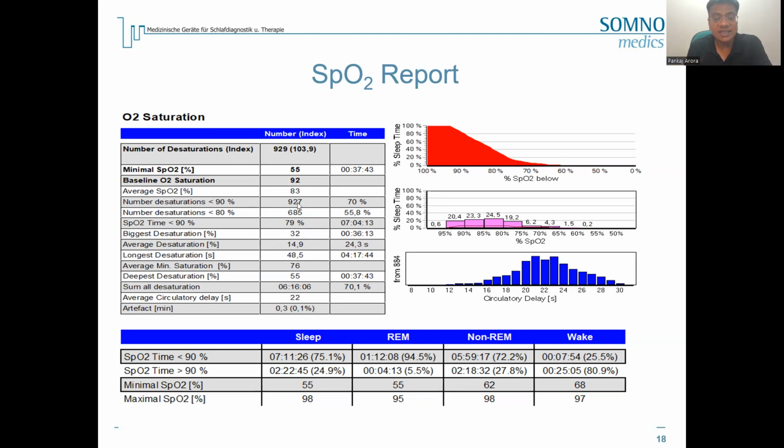And 927 times, or 70% of the time, his oxygen saturation was below 90%, and 55% of the time it was below 80%. So it gives you a fair idea of how the oxygen desaturation went during the whole night. This gives you a clear table format as well as a graphical format. It also shows whether SpO2 desaturation was more in REM stage or non-REM stage. So it gives you a clear, complete snapshot of the SpO2 report.